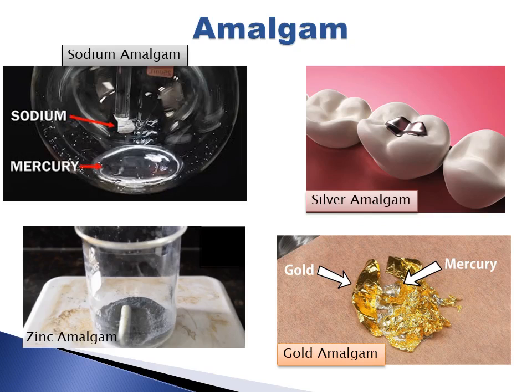Amalgam. Let us see what is an amalgam. When one of the metals in an alloy is mercury, the alloy is called an amalgam. For example, sodium amalgam, zinc amalgam, etc. Silver amalgam was earlier used by dentists. Gold amalgam is used for extraction of gold.